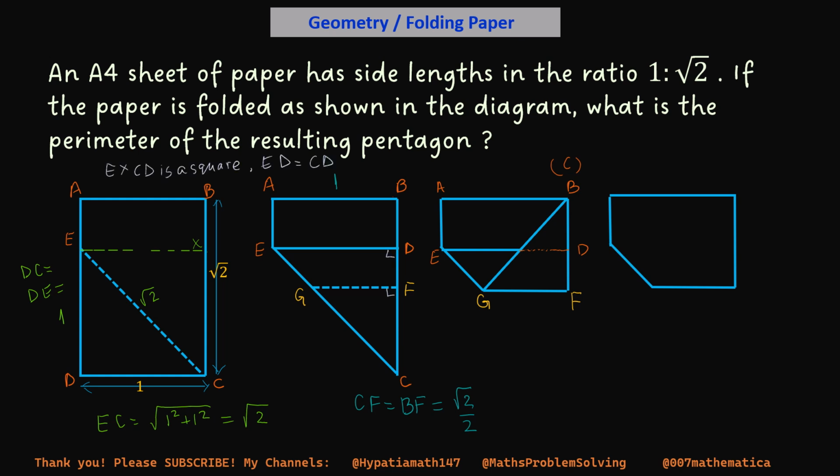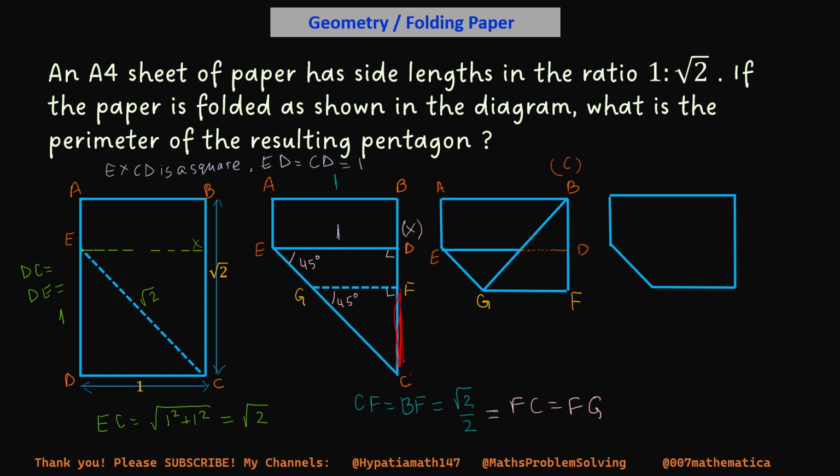And so I mark the point X here just to note that EXCD is a square and ED equals CD, and AB is 1, okay, because obviously CD is equal to AB, so that means AB is 1.